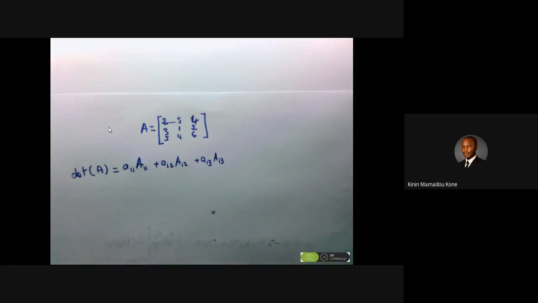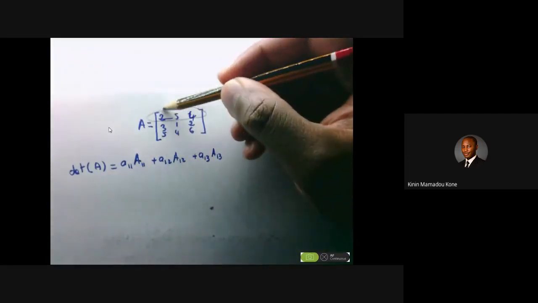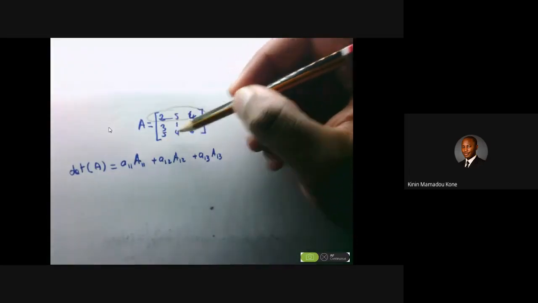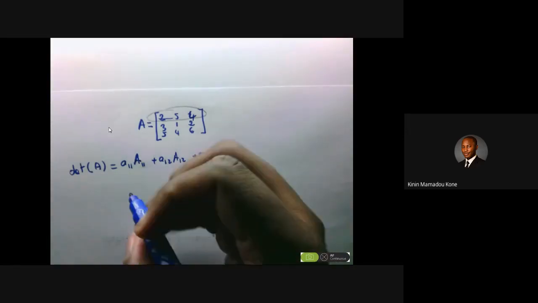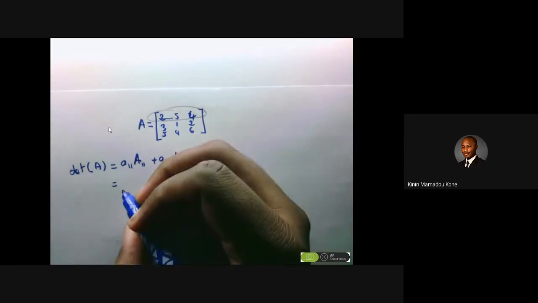Like I said, I'm moving along this row. I could have moved along the second row and I'll have the same result in the end. I could have moved along the third row, I'll have the same result in the end. I could have moved along the first column, I will have had the same result in the end, etc. So if I use this formula over here, this is what I get. A11 is this entry over here.